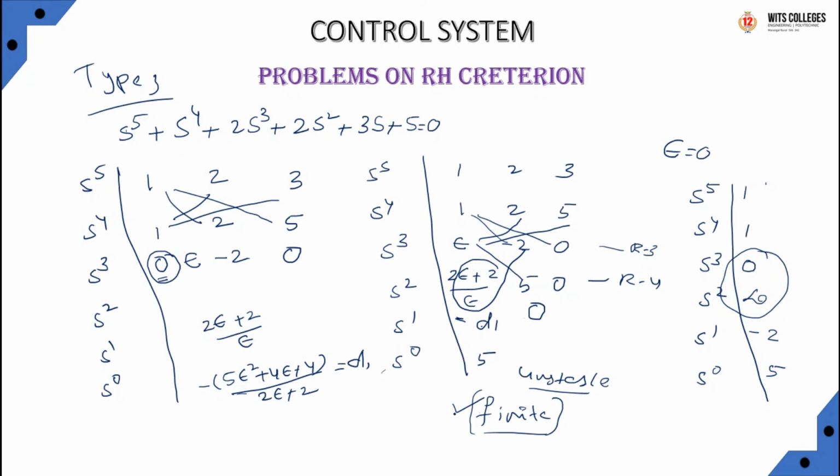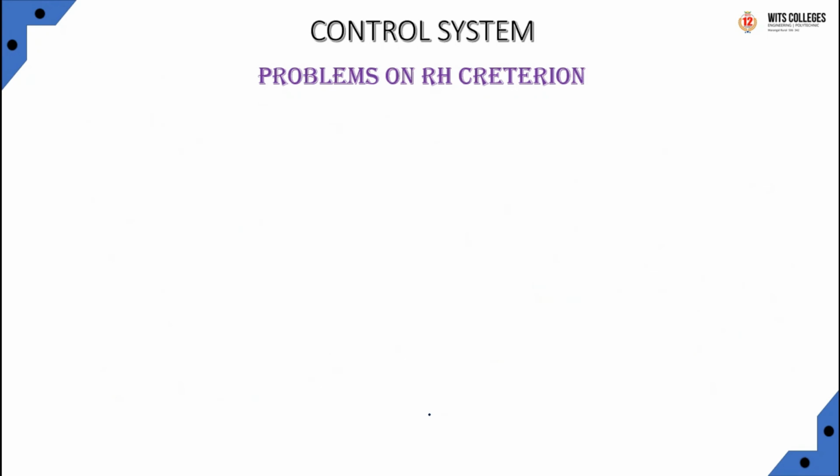These are the types of problems where, by using the RH criteria, we find the stability of the system. The main intention of the RH criteria is to find what kind of stability it is: marginally stable, conditionally stable or absolutely stable. These are the types of problems we solve. Here we will go for one more problem, going from an open loop system to a closed loop system.